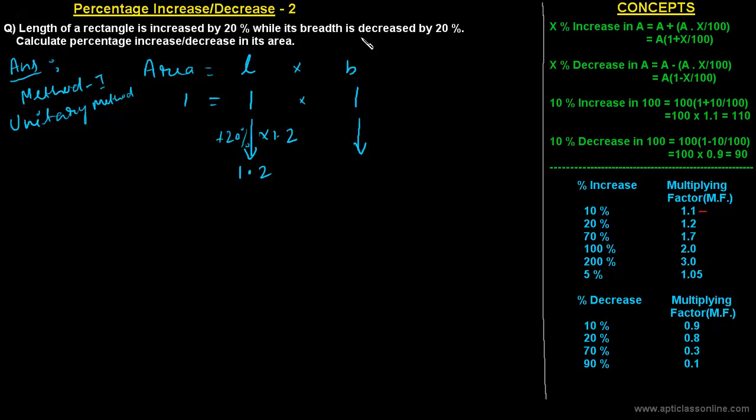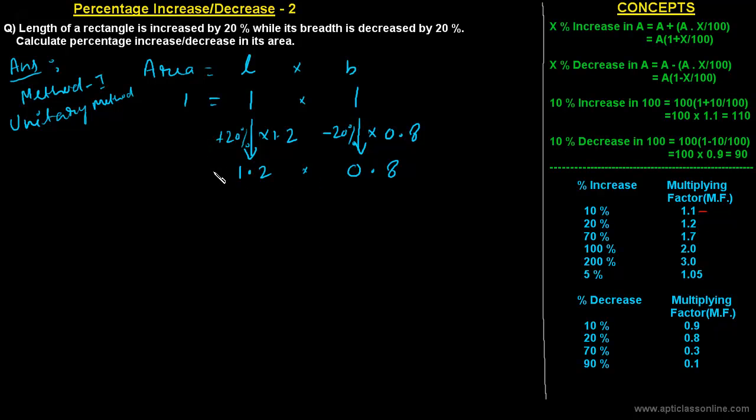Okay, while its breadth is decreased by 20%. In this case the breadth is decreased or reduced by 20%. So to get the next value, we have to multiply the previous value by 0.8. As 0.8 is the multiplying factor for 20% decrease, there is no need to remember these things. It is very obvious that if there is a 20% decrease, the multiplying factor will be 1 minus 0.2, that is 0.8. We have discussed these things in the previous class. So 1 has become 0.8.